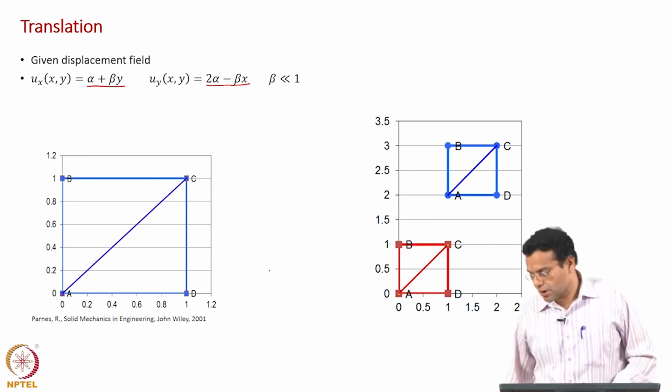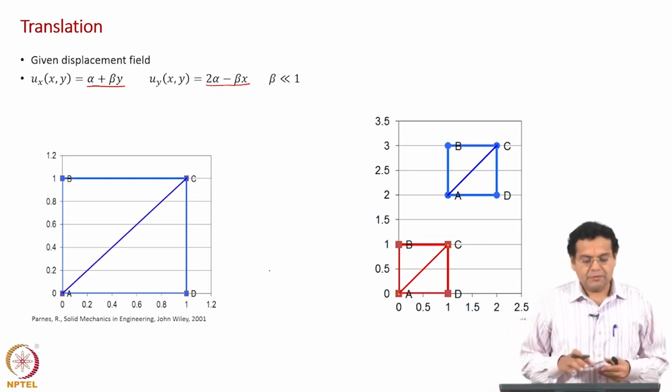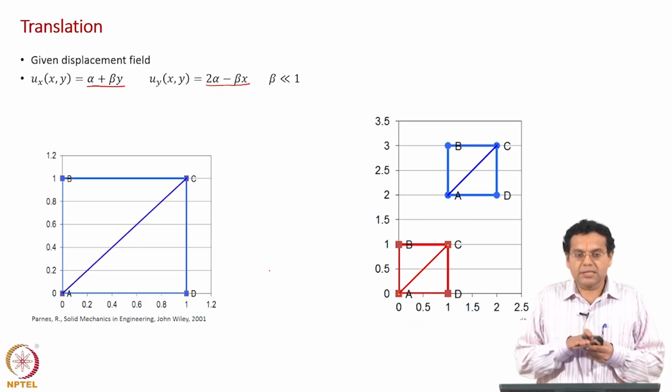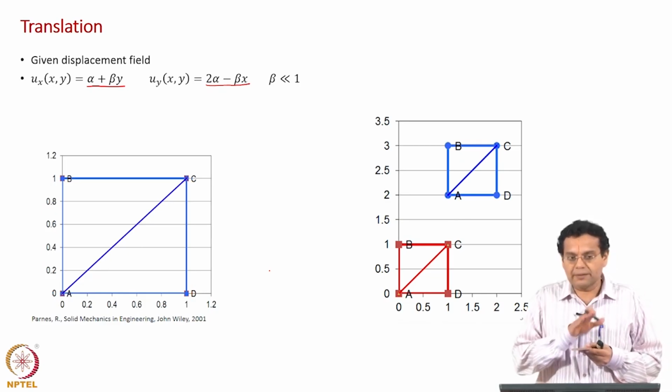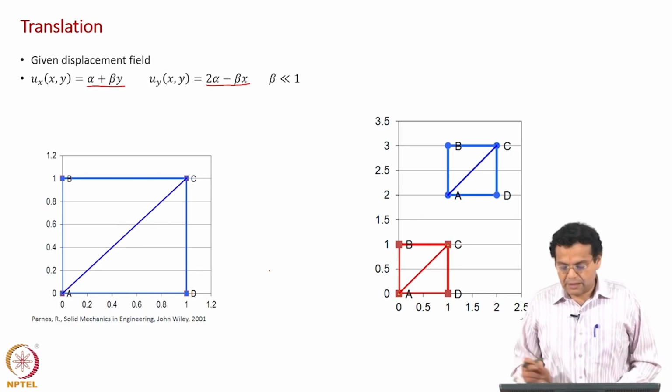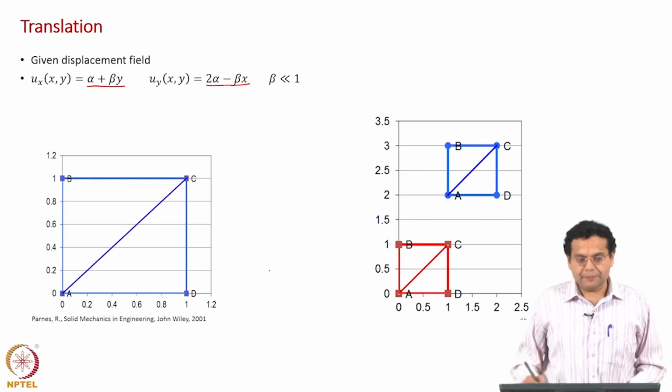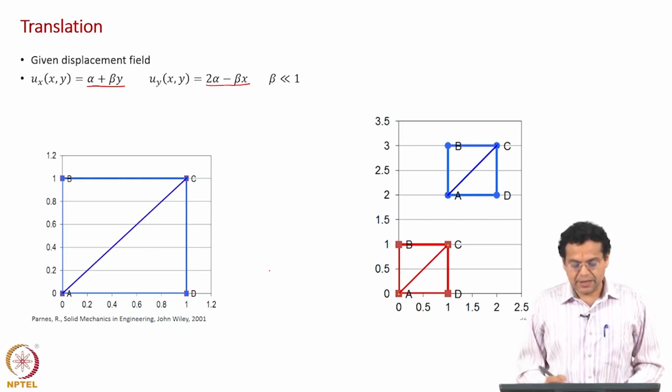Okay. Now, how do you understand this? We have a plate as we have seen earlier, and we are given the displacement field for this plate. In all these diagrams, the red figure represents the initial configuration or undeformed configuration, and the blue figure represents the same plate after deformation, the final state. Red is initial state, blue is final state.